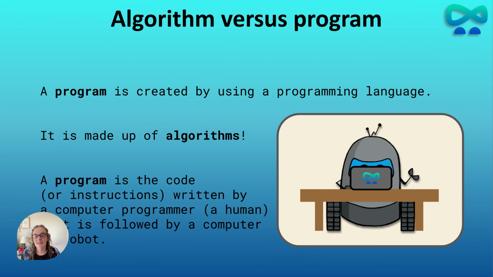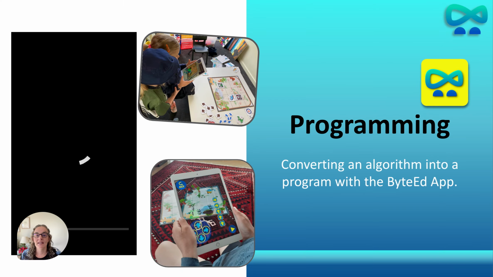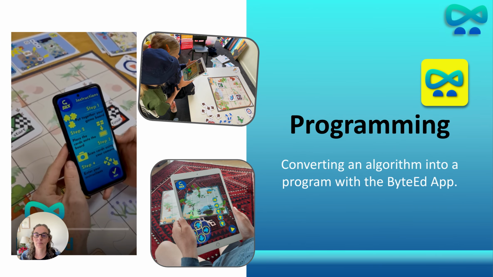So a program is actually created by using programming language. You may have seen block-based coding, or you may have seen text-based programming as well. It's made up of algorithms. So a program is the code or the instructions written by a computer programmer. Remember, this is a human, and they are followed by a computer or a robot. And they follow those instructions exactly, so you need to be precise. When programming, it converts an algorithm into a computer program.